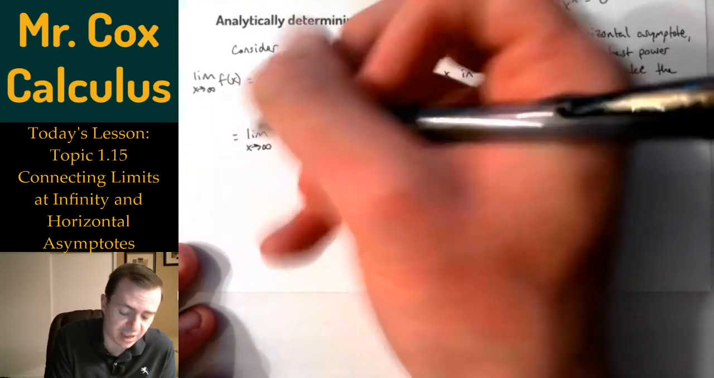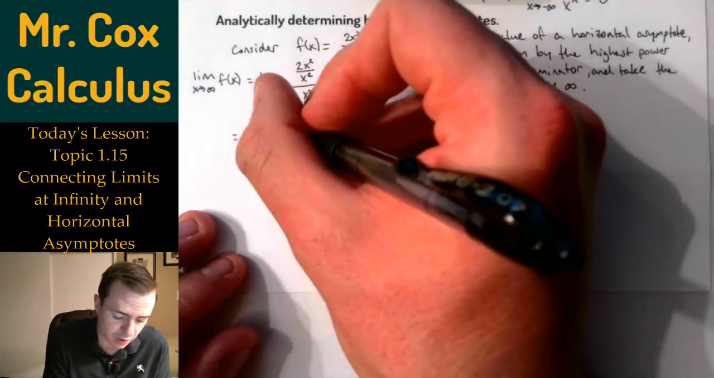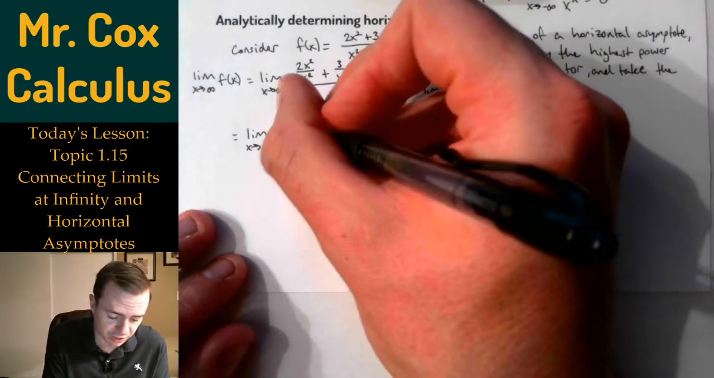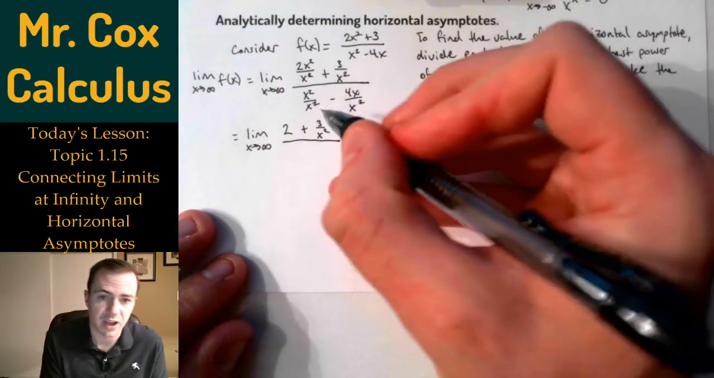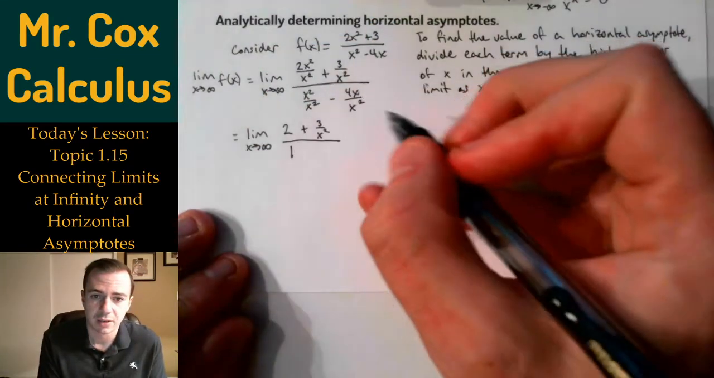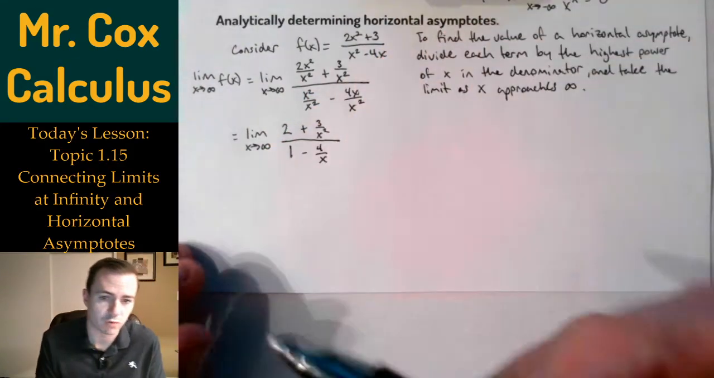Let's simplify each term as much as we can. 2x squared over x squared is 2. 3 over x squared is just 3 over x squared, but that's okay. Divided by x squared over x squared, which is 1. 4x over x squared is going to behave as 4 over x.